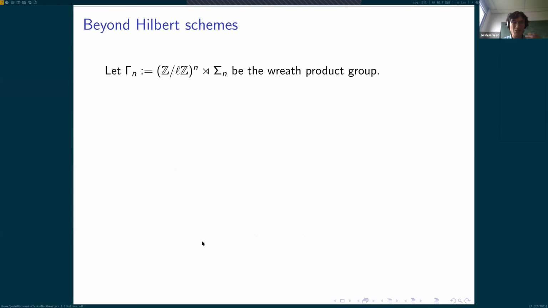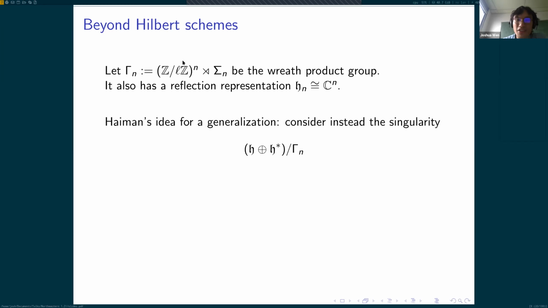So let's track through what this means. First off, it's generalized to the wreath product with a cyclic group. I'm going to call it gamma n. Well, okay, it also has a reflection representation, and it's no longer self-dual. So if I want a symplectic singularity, if I want gamma n to act symplectically on two copies of the reflection representation, it needs to be one copy with the dual plus the dual.